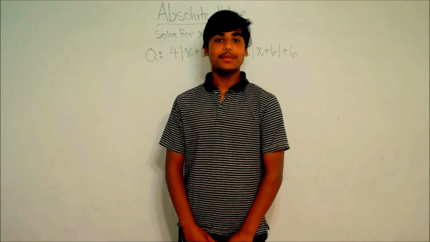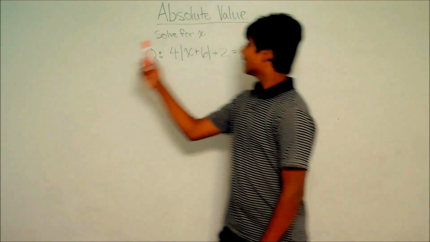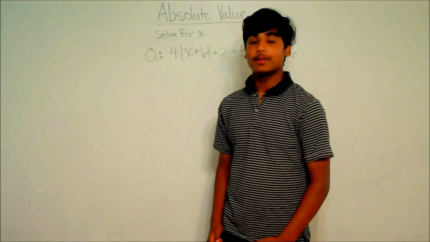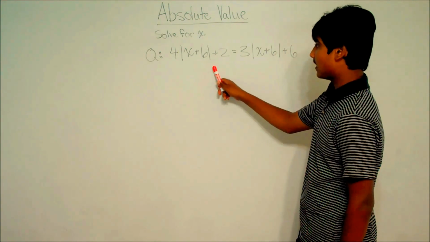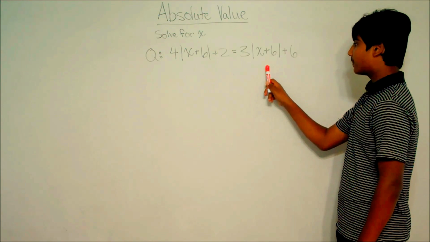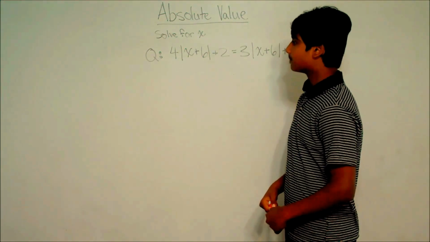Hi! Today we're going to learn about absolute value. Now, in this problem we have 4 times the absolute value of x plus 6, plus 2, is equal to 3 times the absolute value of x plus 6, plus 6. And we're supposed to solve for x.